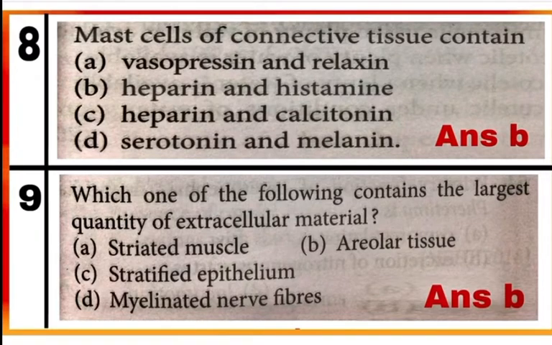Question 9. Which of the following contains the largest quantity of extracellular material? Option B, areolar tissues. In areolar tissue, there is more intercellular space. So, largest quantity of extracellular material is present in this tissue.